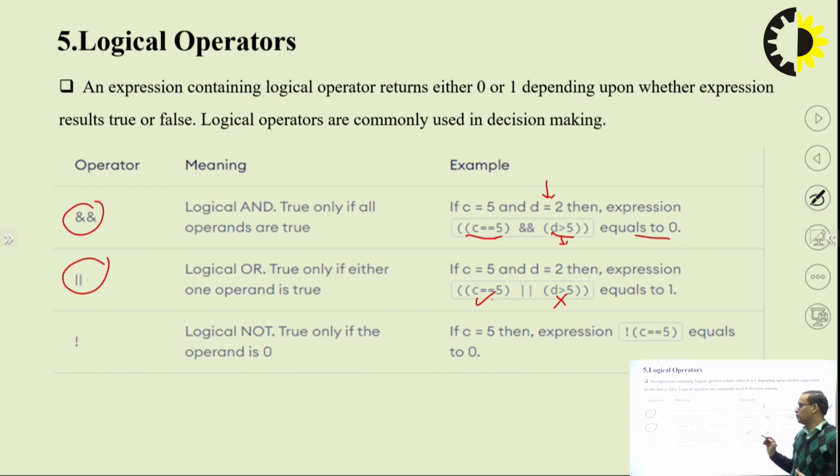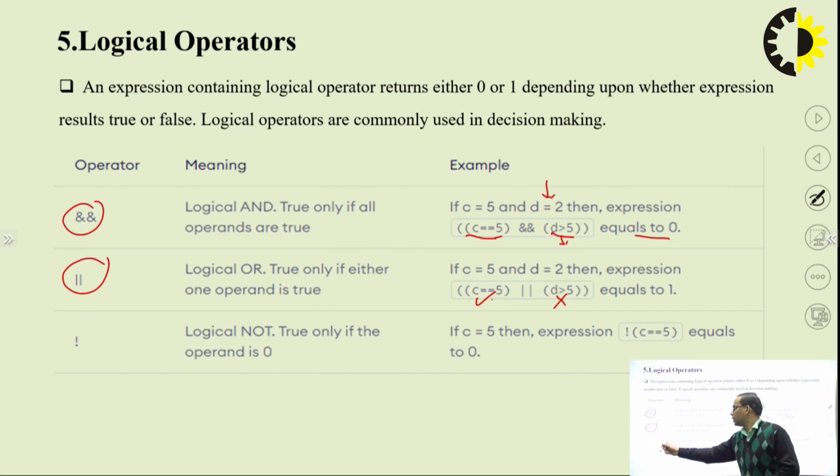Okay, so the logical OR operator returns true if either condition is satisfied. If both conditions are satisfied, then it is also okay, but if any one of them is satisfied, one is true and one is false, then it will also execute the statements.